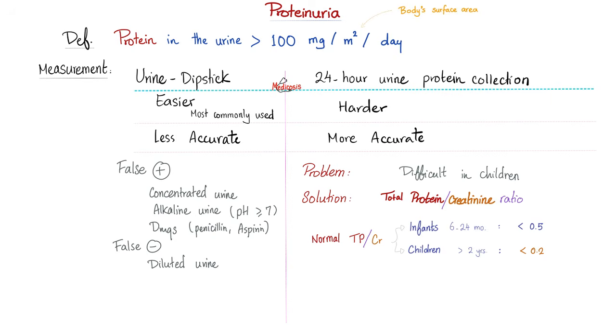Hey, Medicosis, how do I know that the patient has proteinuria? The definition is protein in the urine greater than 100 milligrams per surface area per day. You have 2 methods: an easy, cheap method that's not very accurate, and a very bothersome method that is way more accurate. In neonates, infants, etc., it's very hard to collect 24-hour urine. That's why we have to use something called total protein to creatinine ratio.